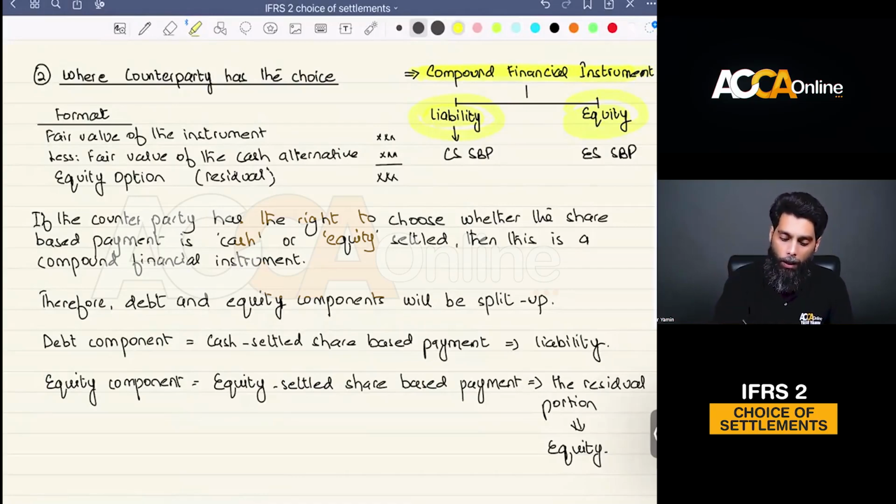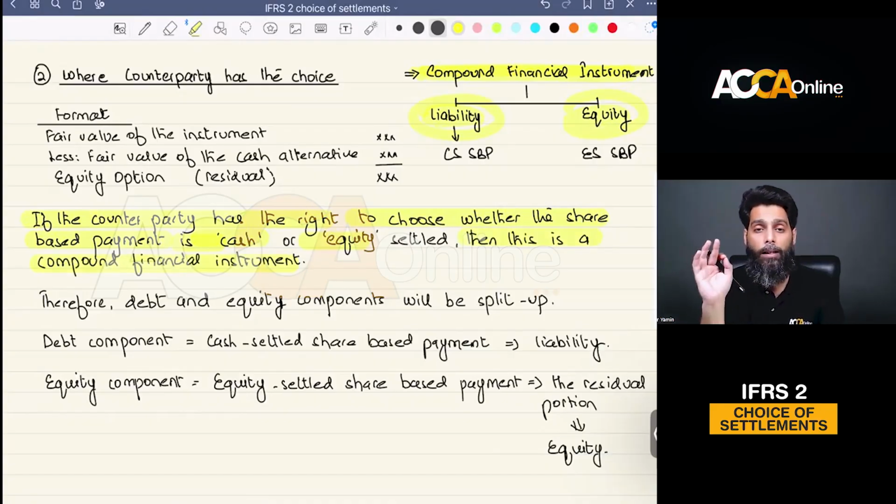And let us read whatever we discuss right now through the notes as well. IFRS 2 says that if the counterparty has the right to choose whether the share based payment is settled in cash or equity, then this is a compound financial instrument.